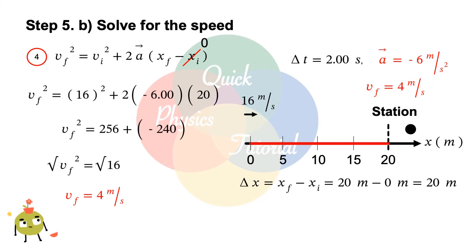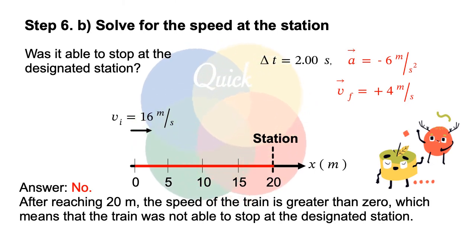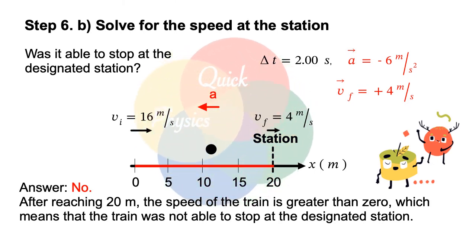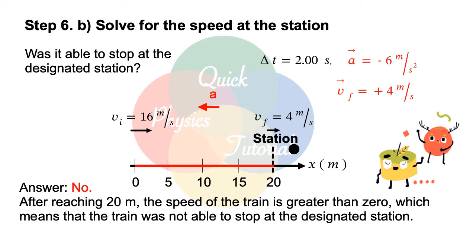So either we use equation 1 or equation 4, the final speed of the train at 2 seconds is 4 meters per second. Since the final speed is 4 meters per second greater than 0, this means that the train was not able to stop at the designated station. The train just passed the station at a speed of 4 meters per second.